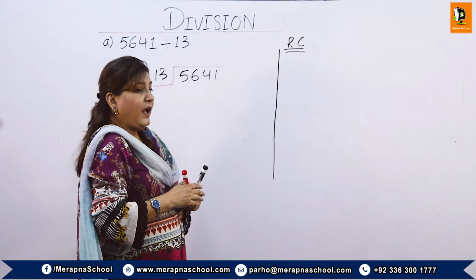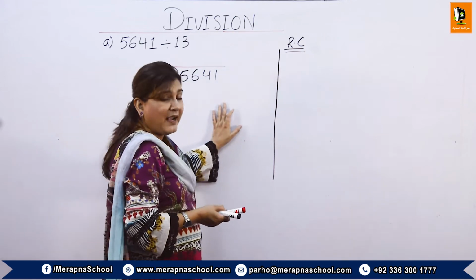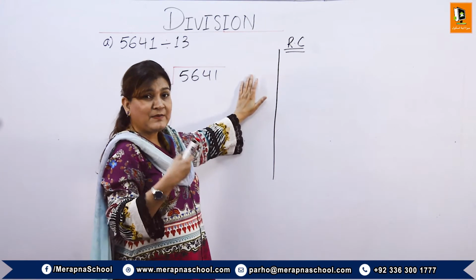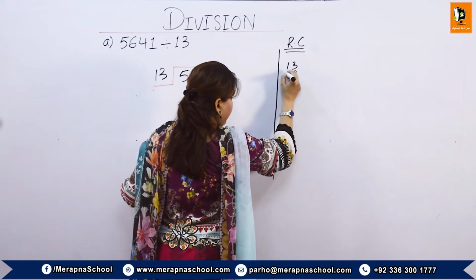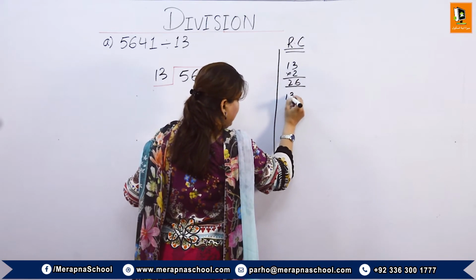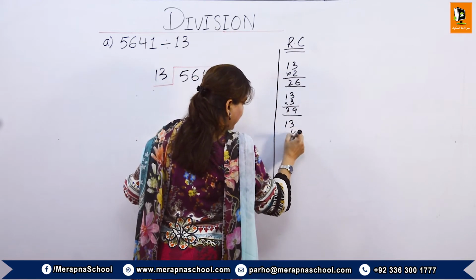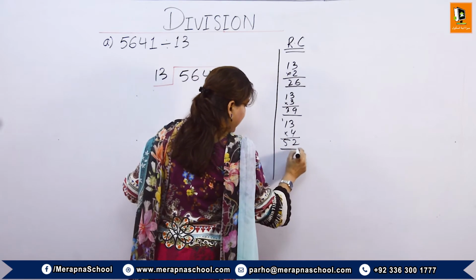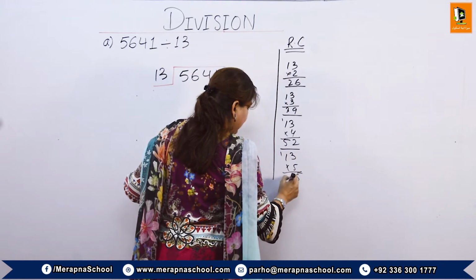Now, how do we divide 5641 by 13? First of all, you should make a rough column and let us write the table of 13. What is 13 2s? 3 2s are 6, 2 1s are 2. Then 13 3s, 9, 3. Then 13 with 4, 4 3s are 12, 4 1s are 4, 5. Then 13 with 5, 5 3s are 15, 5 1s are 5, 6.